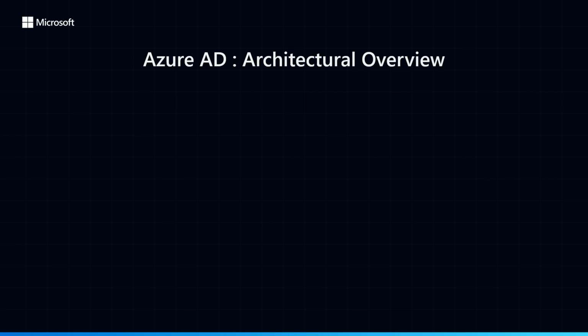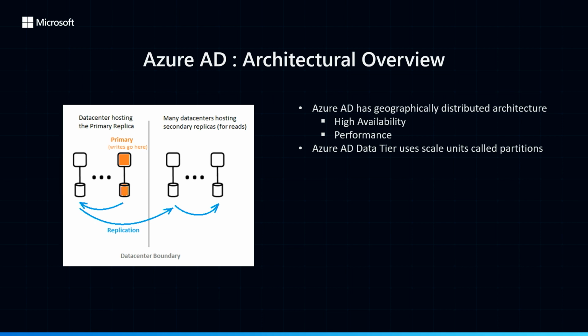Azure AD is a cloud-based identity and access management service. It lets you securely manage access to your Azure services and resources for your users. Azure AD, architecturally speaking, is a geographically distributed service that has high availability and high performance. The Azure AD data tier is divided into scale units. Each scale unit is called a partition.